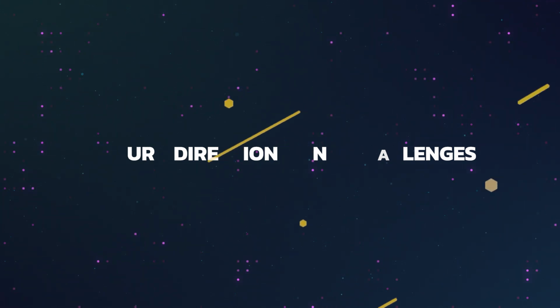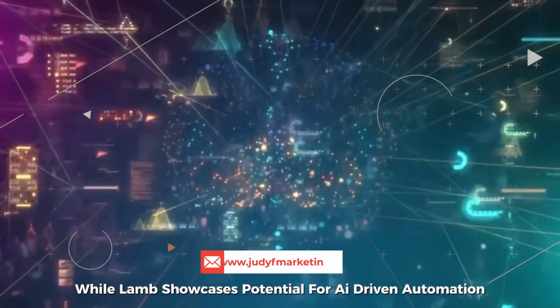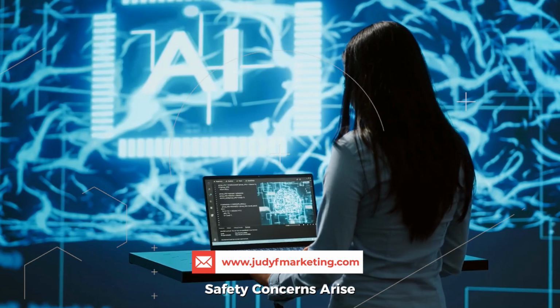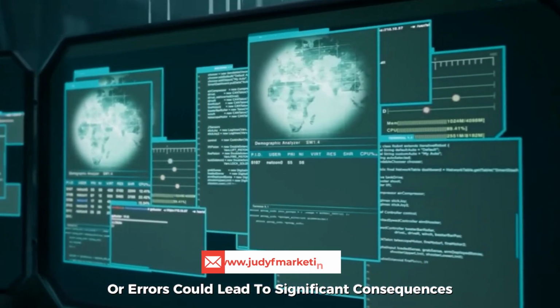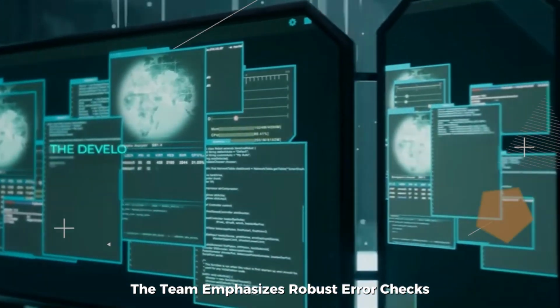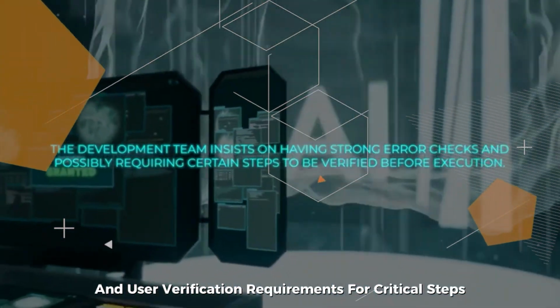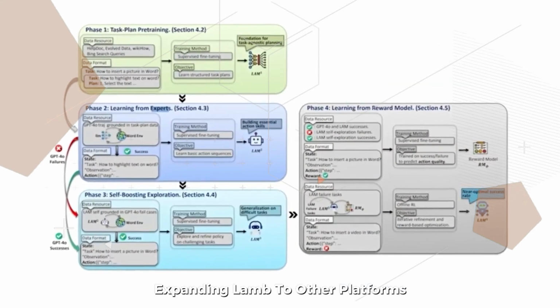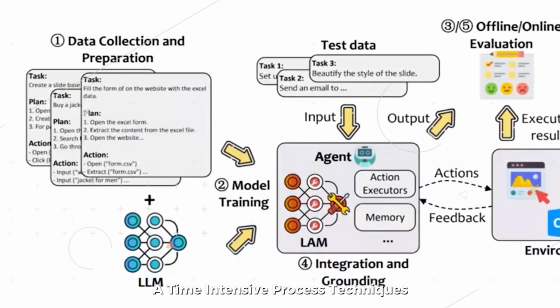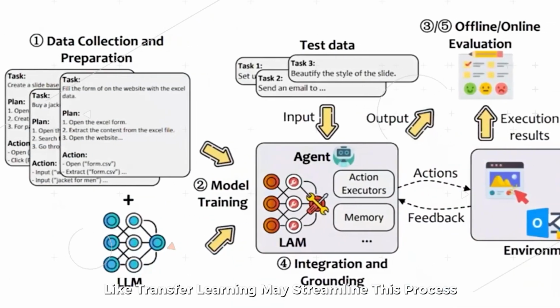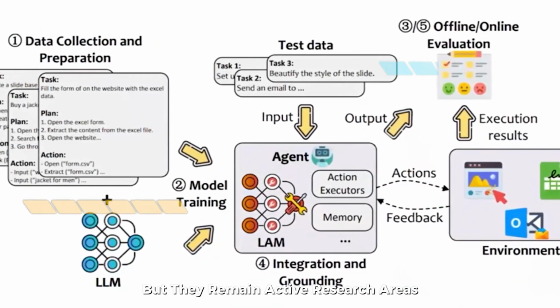Future directions and challenges. While LAM showcases potential for AI-driven automation, safety concerns arise when AI operates with minimal supervision. Misunderstandings or errors could lead to significant consequences. The team emphasizes robust error checks and user verification requirements for critical steps. Expanding LAM to other platforms like macOS or mobile devices requires collecting new datasets, a time-intensive process. Techniques like transfer learning may streamline this process, but they remain active research areas.